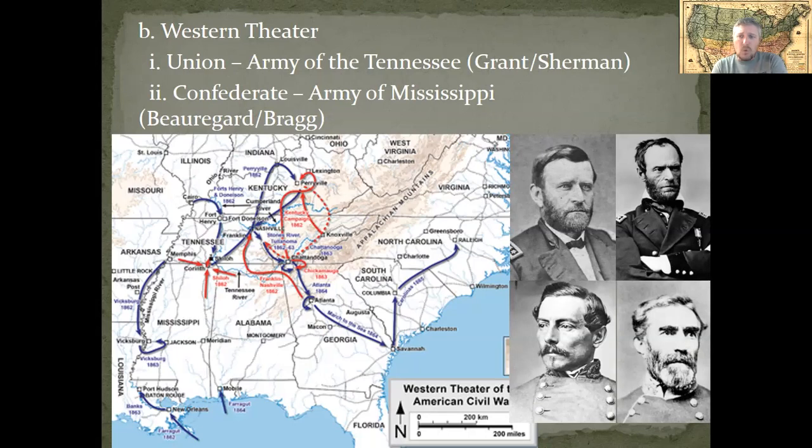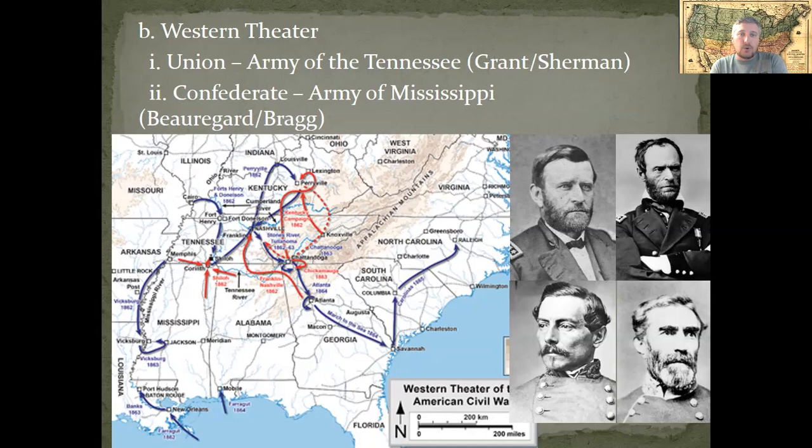So what we're going to see is that, as I alluded to earlier, there's going to be some major fighting along the Mississippi River to try and gain control of that at key points. One of the longest sieges of the war at Vicksburg takes place along the Mississippi. So we will see plenty of that.